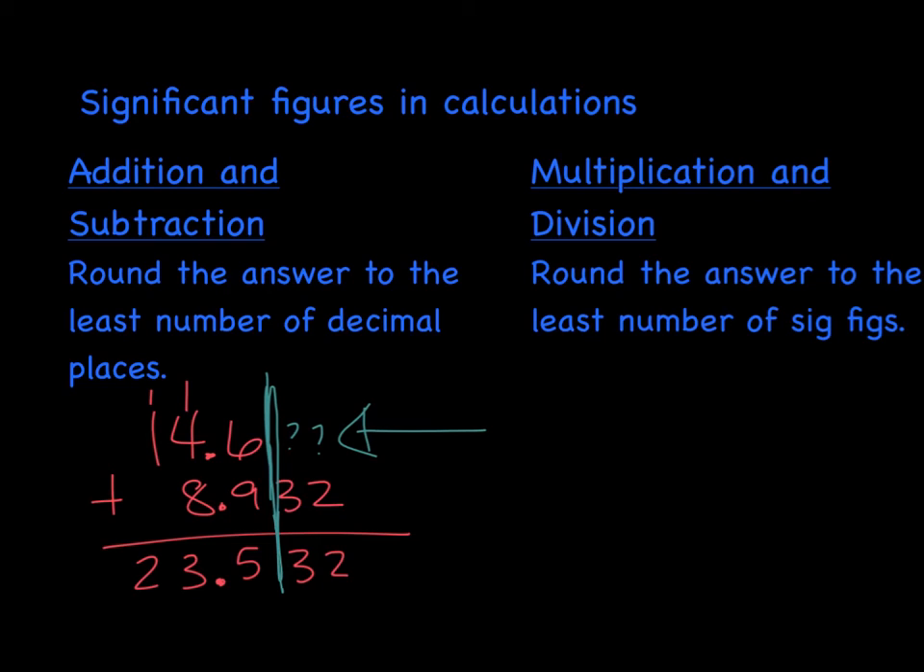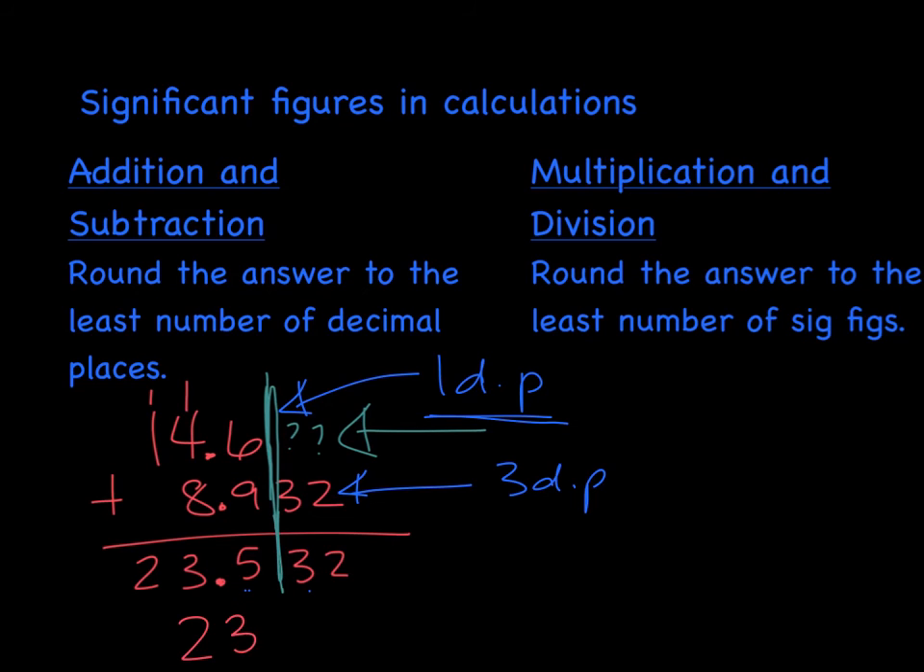All right, and so it says round the answer to the least number of decimal places. If you looked at this number right here, it would only have 1 decimal place, or 1 number behind the decimal. And then this one right here would have 3. So the least between those two is 1. So we're going to round our answer to 1 decimal place. So I look to the number to the right, it's a 3, and so this number stays what it is, and so my answer would be 23.5. Okay?